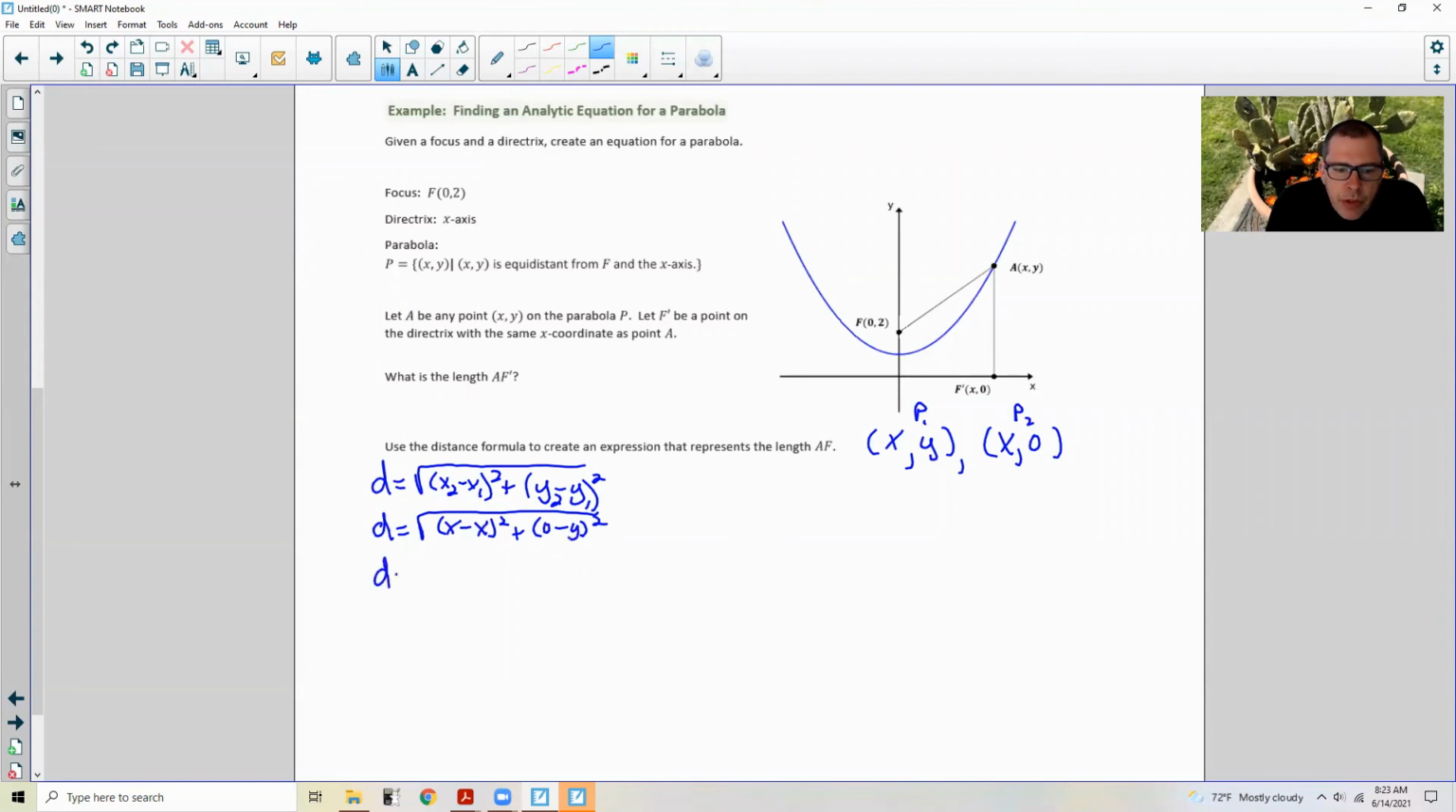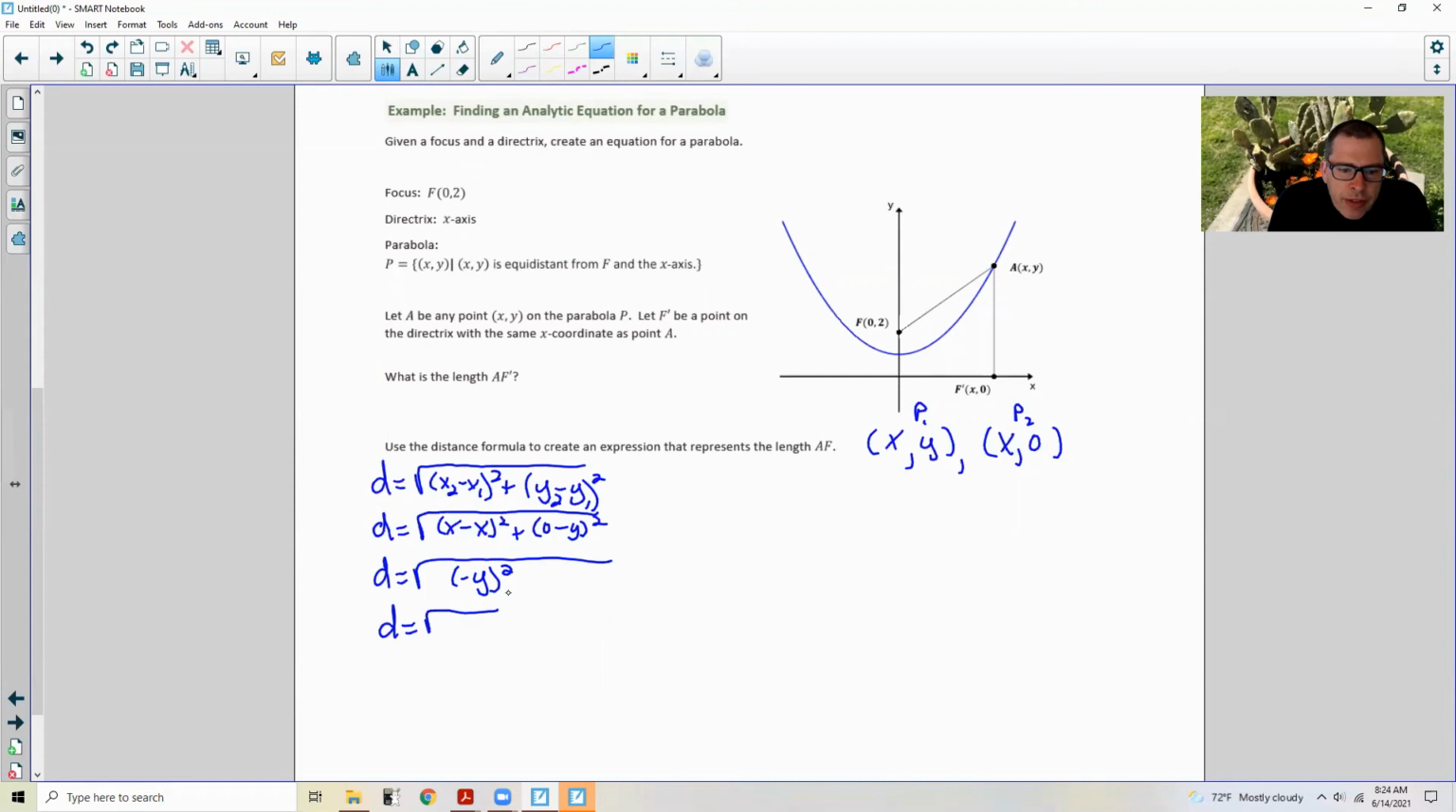So the distance is going to equal the square root of, well, x minus x is 0, and 0 squared is just 0. So that goes away. And 0 minus y is negative y. So I'll just write that just so you see it. So we're just going to end up with negative y squared. So the distance equals the square root.